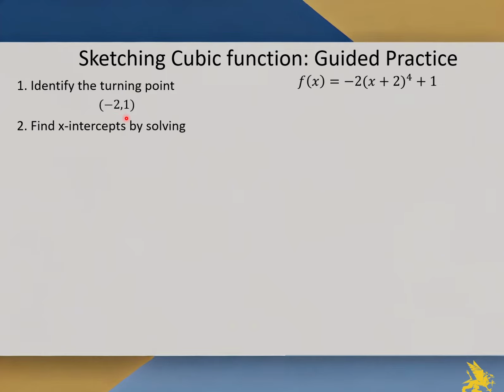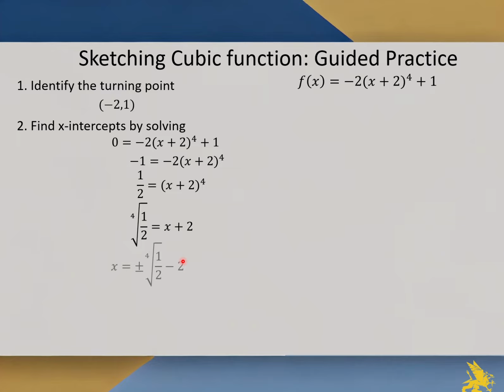Find x-intercepts by solving. X-intercepts mean y equals 0. So I'll make y 0, and then I try to get x by itself. I take away 1, I divide by -2, which gives me a half, and then I take the fourth root of a half. The final step is to get x by itself, so I take away 2. And that's my final answer.